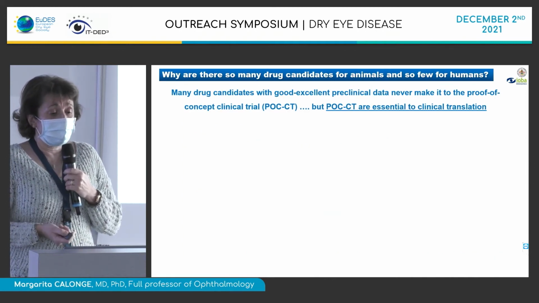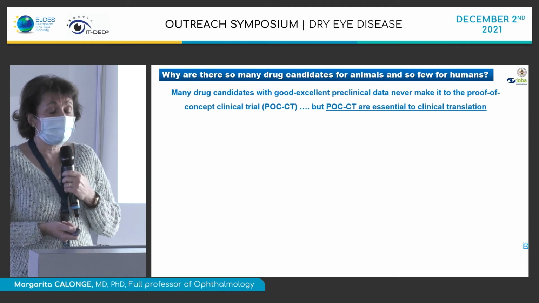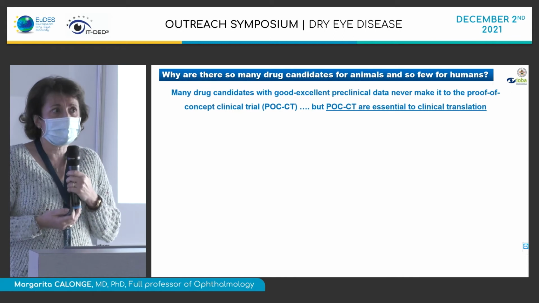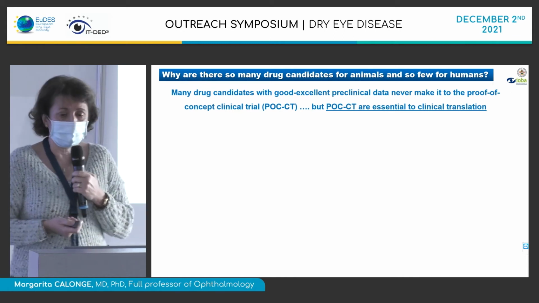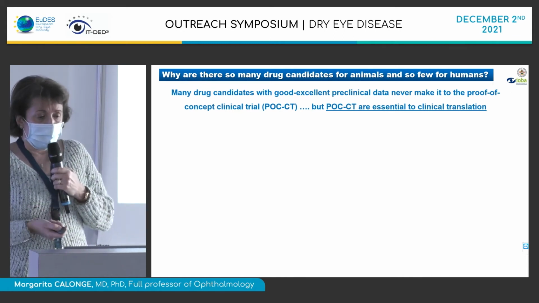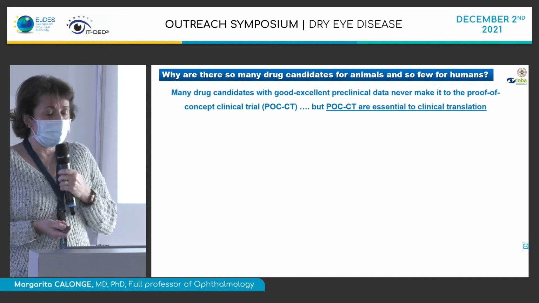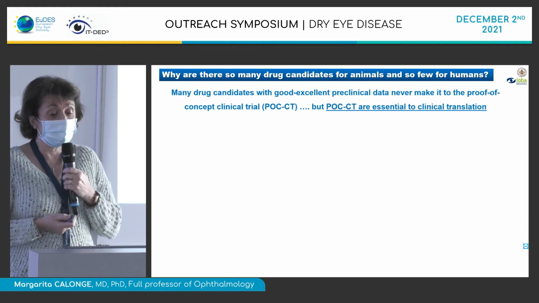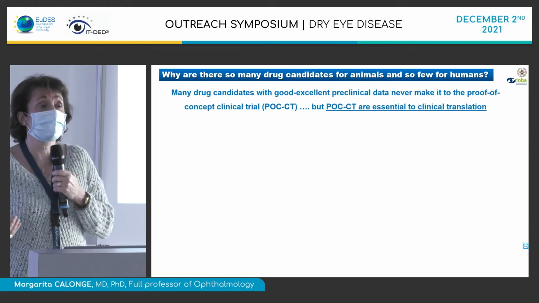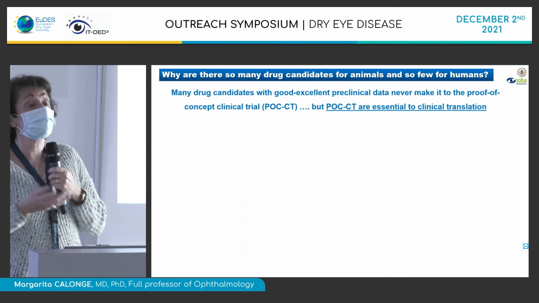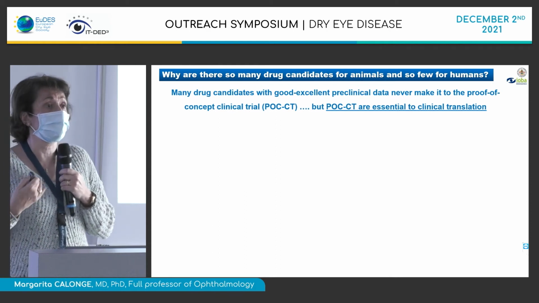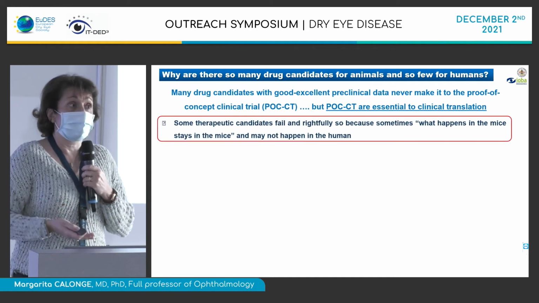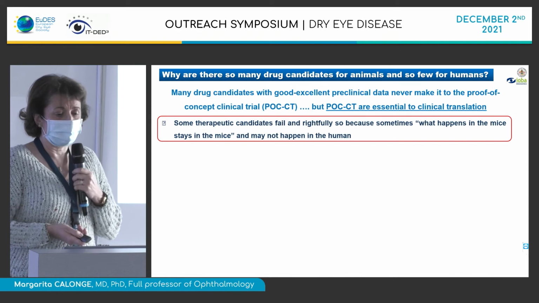So why, in summary, do we seem to have a lot of drugs for our mice and rats, and very little for us human beings? Well, many drugs with excellent preclinical data never make it to the proof of concept clinical trial. And these proof of concept clinical trials are essential to have these drugs in the pharmacy so that our patients can buy them.